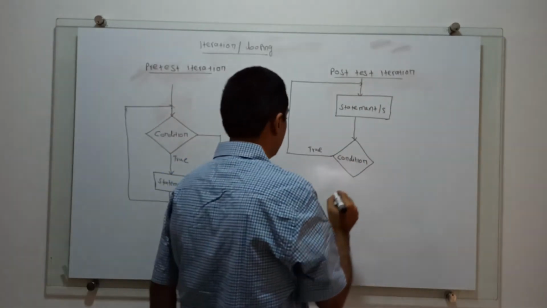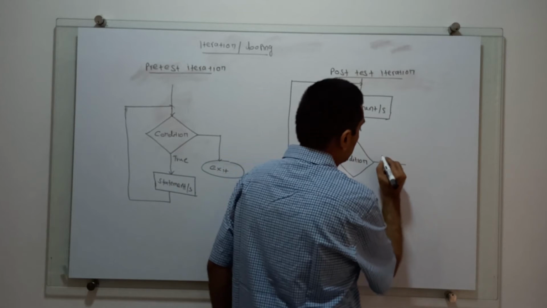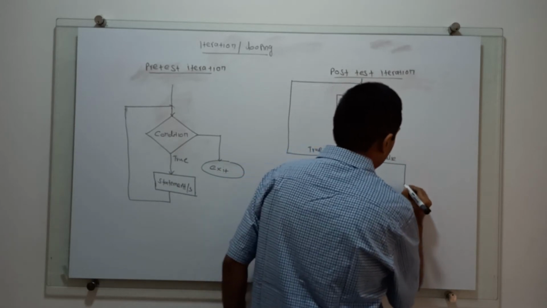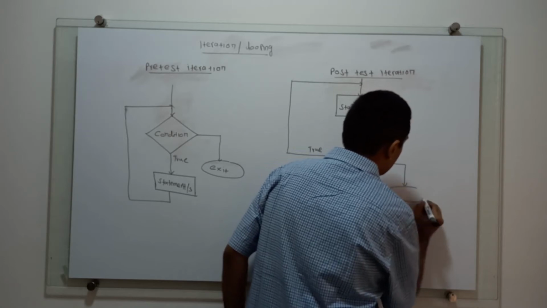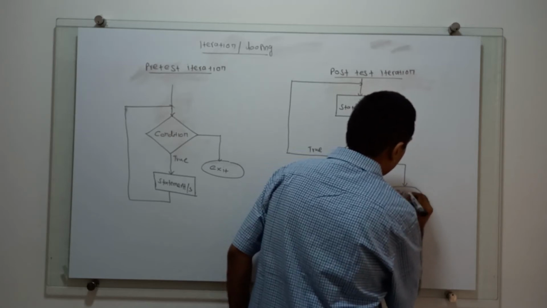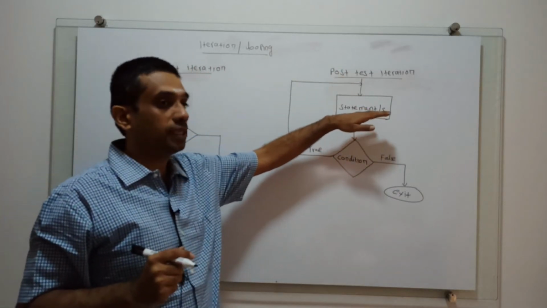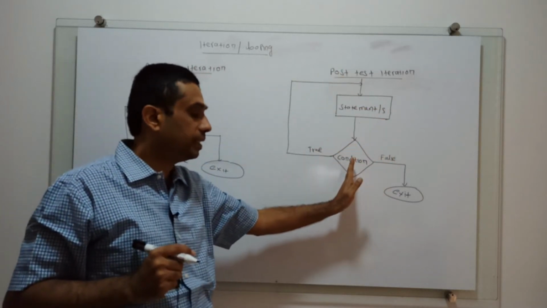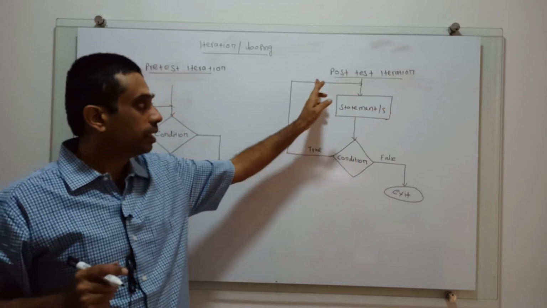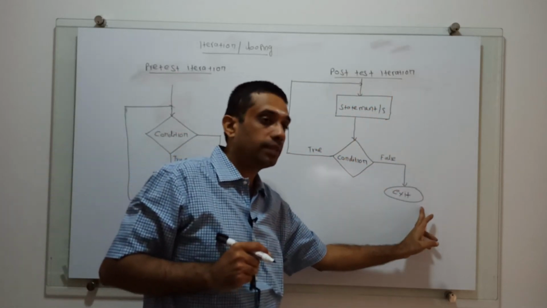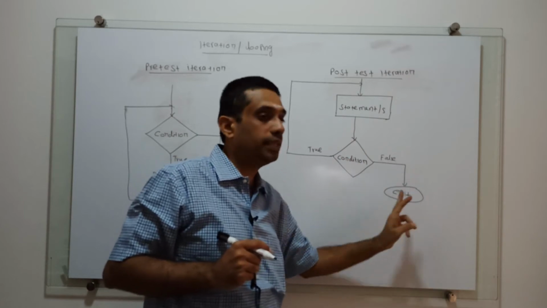Once the condition is false, the control will exit from the loop. So first a statement or set of statements will get executed. After that, the condition is tested. If the condition is true, the statement will get executed again. If the condition is false, then the control will go out of the loop. The control will exit the loop.